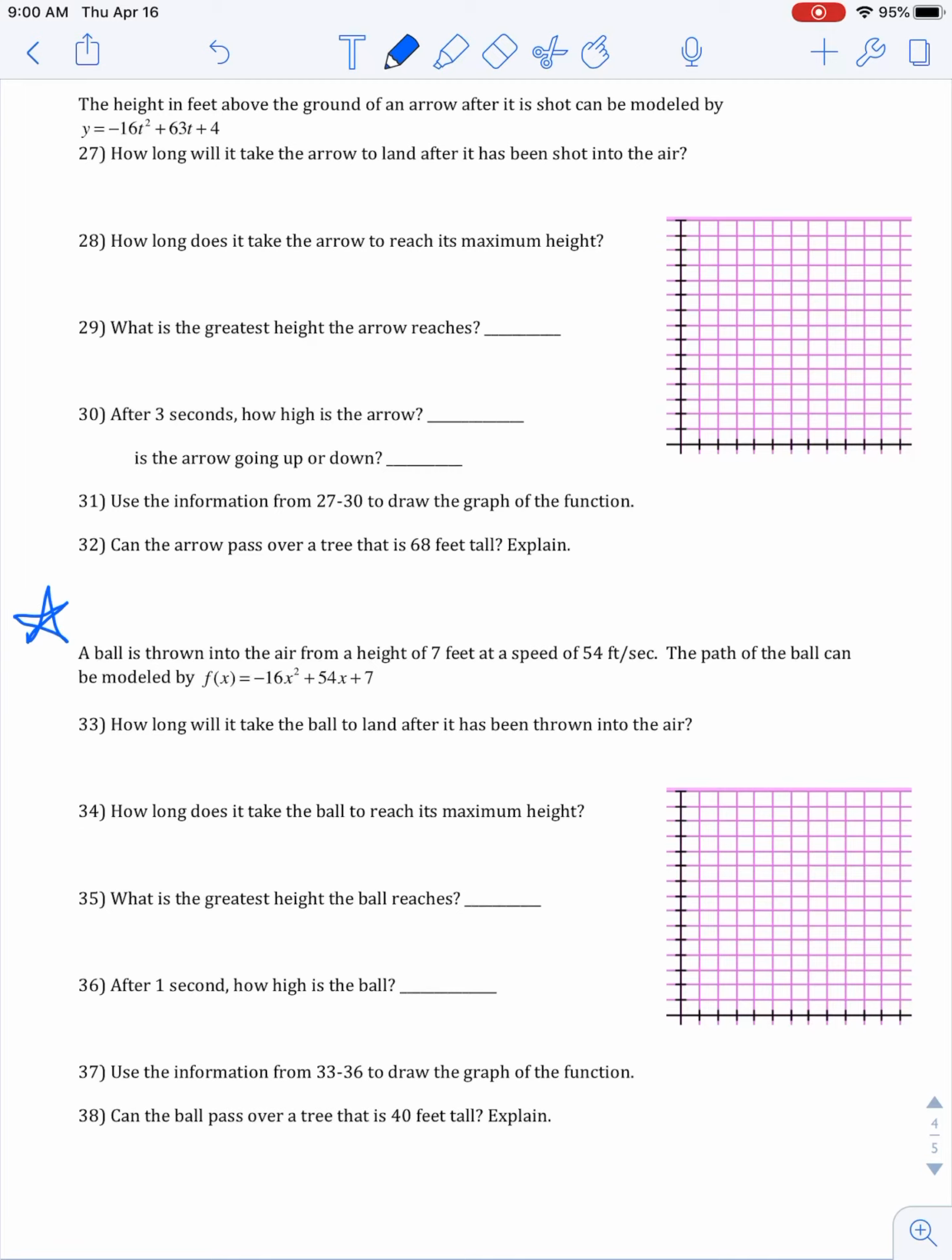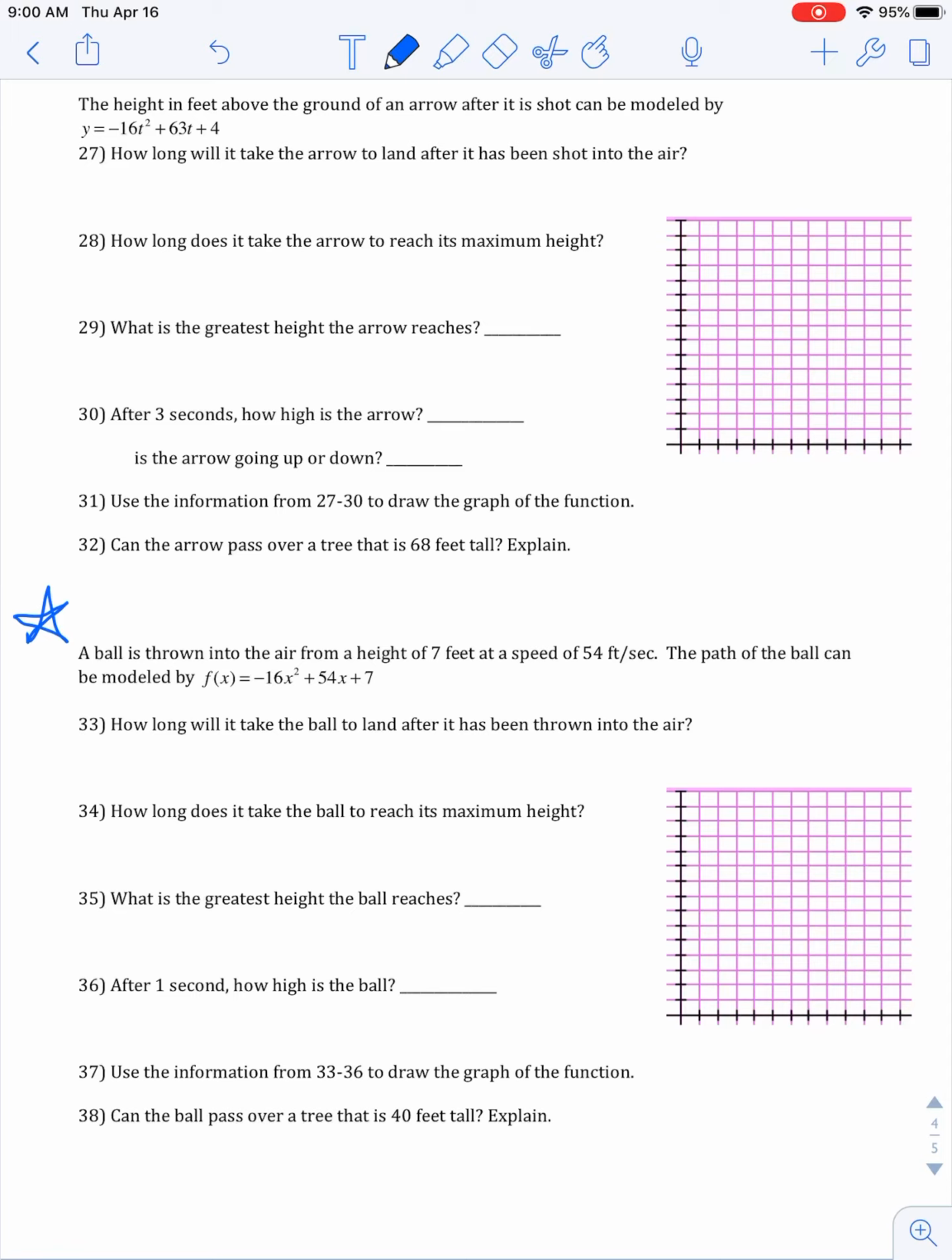calculate the information. So if you scroll all the way down to the end of your packet, or I guess this is not a paper packet like it would be if we were in school, but we are going to work through questions 33 through 38 together. So either just watch and listen and fill it in later, or follow along now.